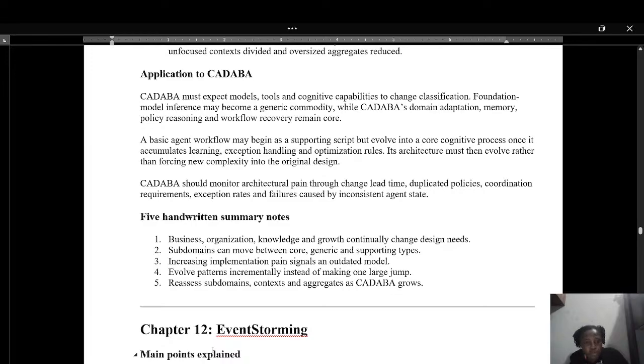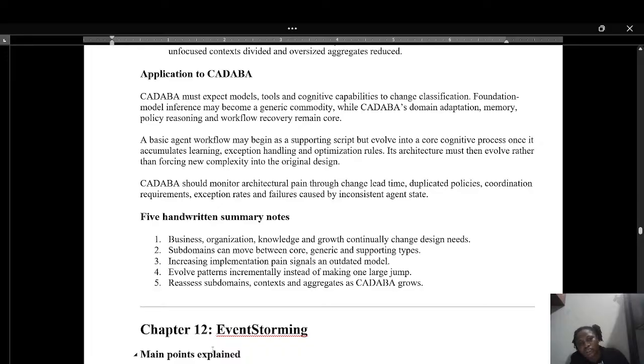So point number one from our handwritten note: business organization knowledge and growth continually change design needs. So you remember, business grows. A startup today can grow and become three times bigger by next year. So if you want to design an application for a startup that is starting today, you also put in room for it to scale up when it expands in the coming years. So subdomains can move between core, generic, and supporting types.